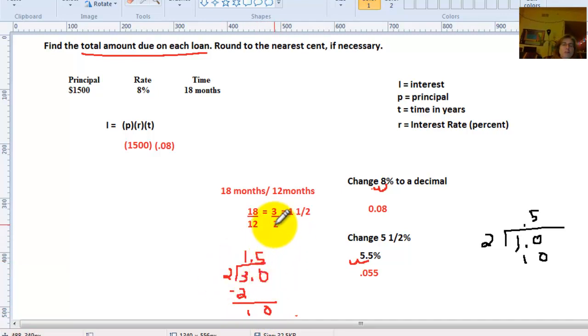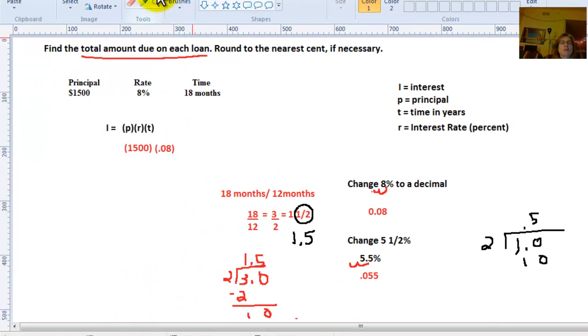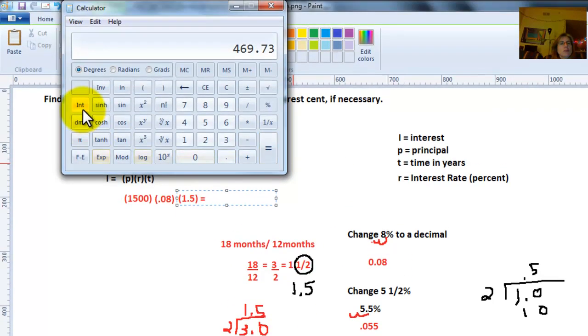So you can divide 2 into 3 and get 1.5 as a decimal, or if you see it as 1 1/2, remember the half is 0.5. 1/2 equals 0.5, so you could come up with 1.5 looking at it that way without doing that division. So that's the number that we're actually going to use in our equation. That is 1.5. So we have all of this to multiply in our calculator. Remember, that's giving us interest.